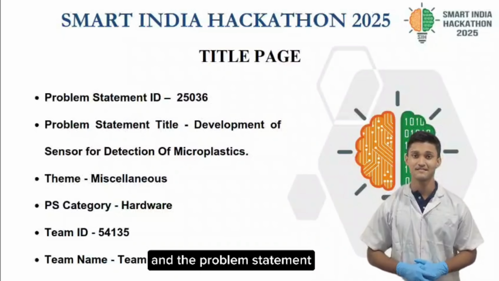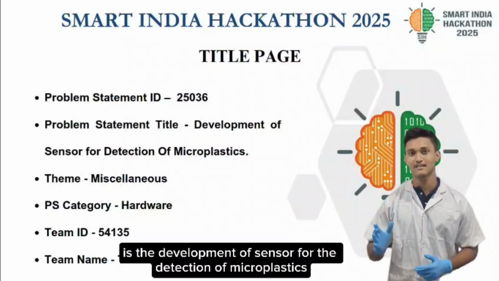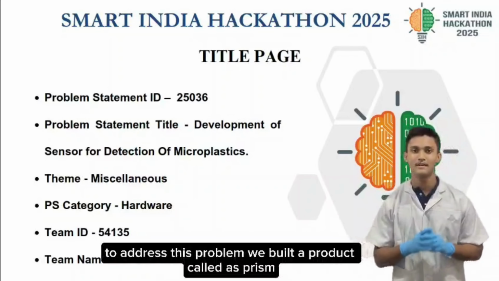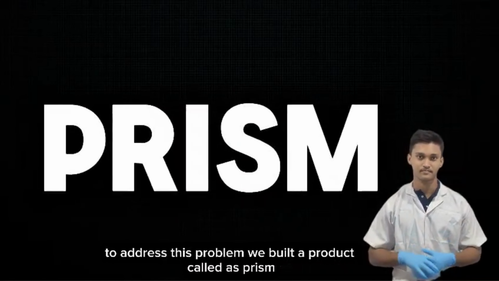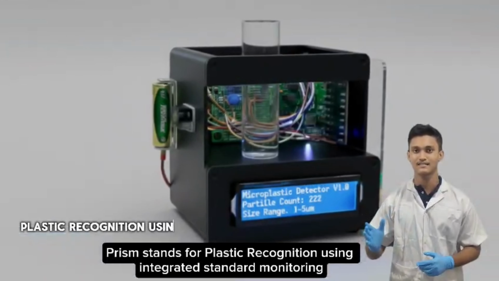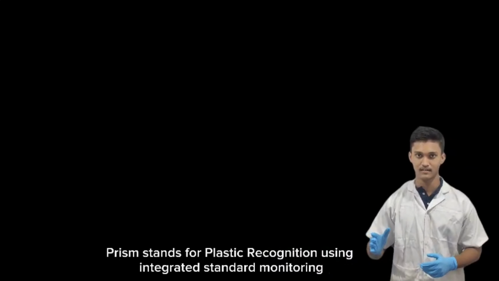And the problem statement we chose is the development of a sensor for the detection of microplastic. To address this problem, we built a product called PRISM. So you might be wondering what is PRISM. PRISM stands for Plastic Recognition Using Integrated Scattered Monitoring.